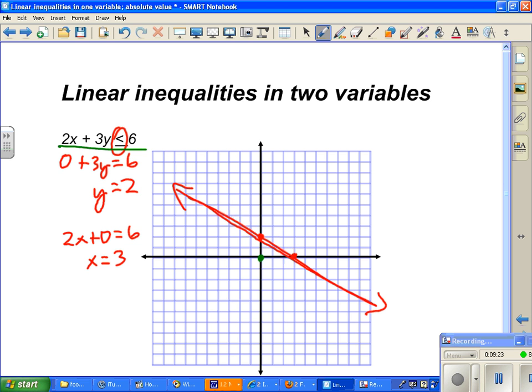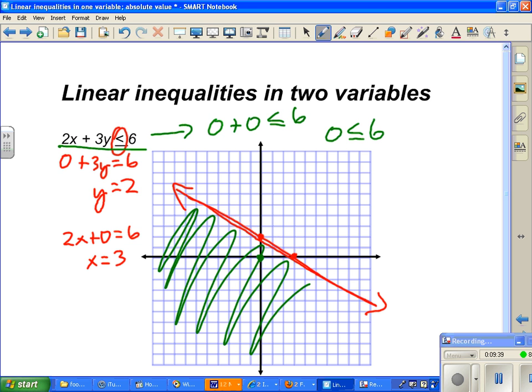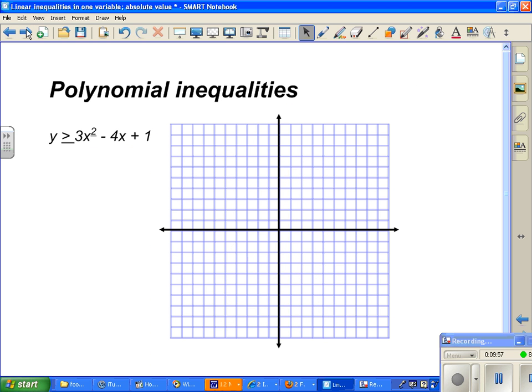Because if I plug in 0, 0 in here, I'm going to get 0 plus 0 is less than or equal to 6. So 0 is less than or equal to 6. Is that true? Yes, it is. So since that's true, that means every other point below this line is true. If it would have been false, we would have shaded up here, but it wasn't, so we don't. Okay, we shade down here. And every answer below that line, including the line, is an answer to the inequality. Okay? Shading.